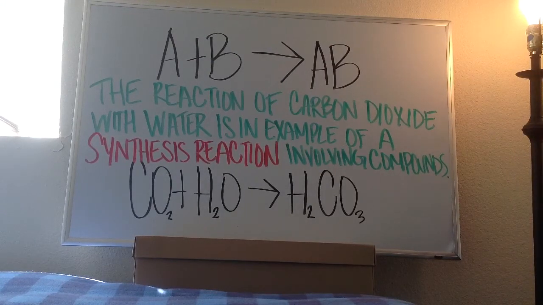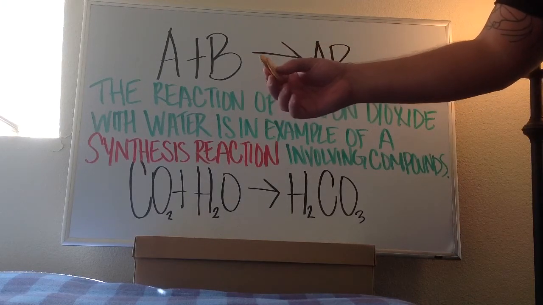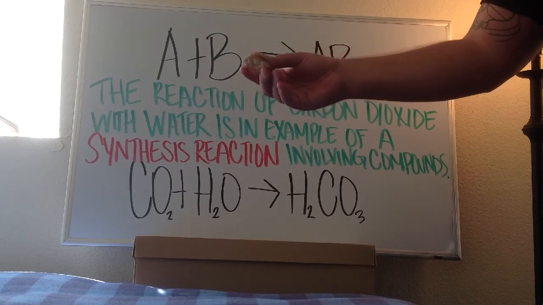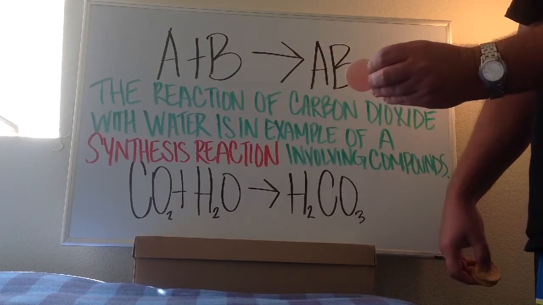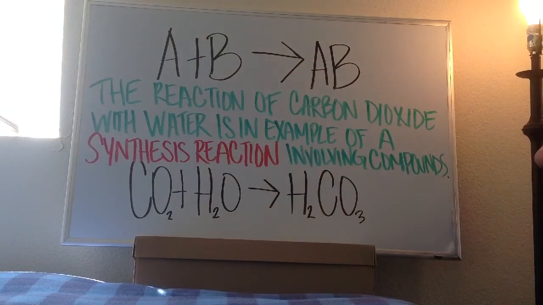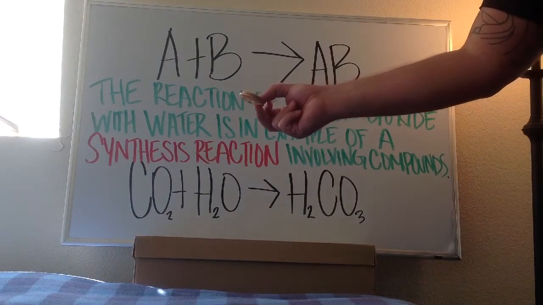A simpler example would be making a sandwich. The reactants A, which is the bread, plus the reactants B, which is the meat, give the product A plus B, which is a sandwich.